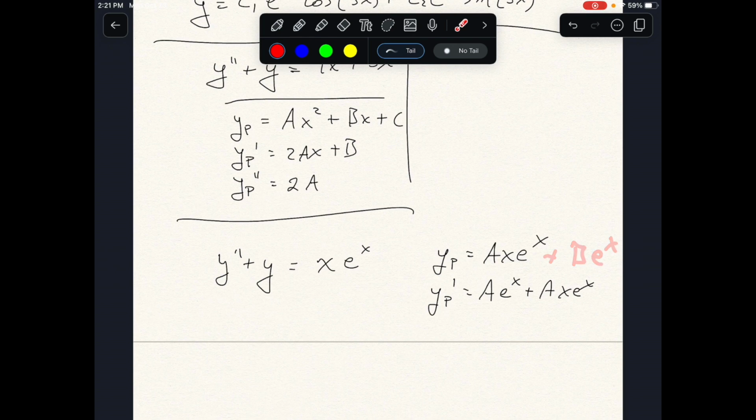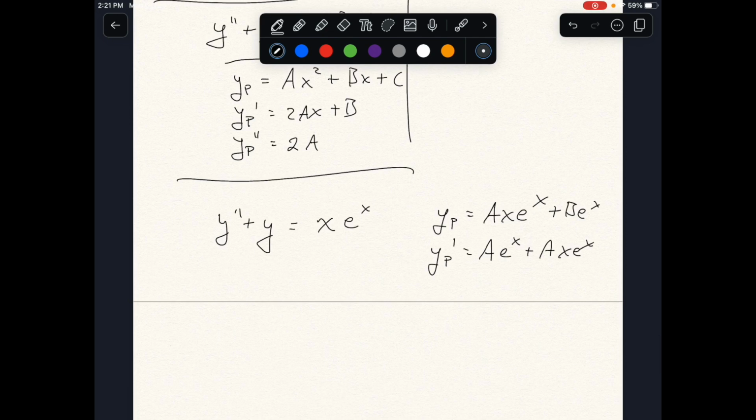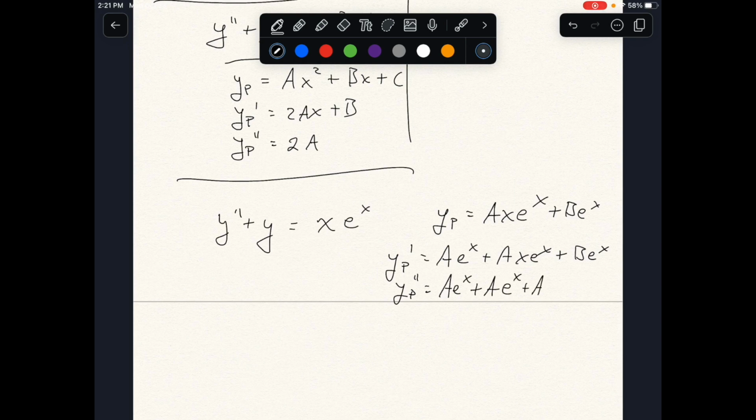So you want to modify this initial guess by including some e to the x term up in there, right? And so I have this plus b e to the x, and then compute y double prime. That would be a e to the x plus another a e to the x plus ax e to the x, doing a product rule on that guy, and then plus another b e to the x. Plug all that stuff in, set it equal to your right-hand side. So this should give you enough degrees of freedom to be able to actually solve for a and b.